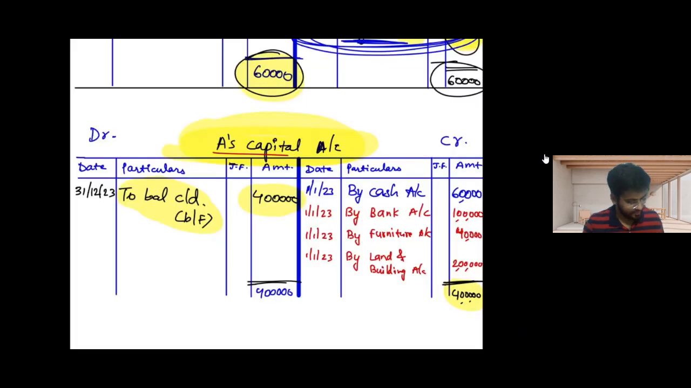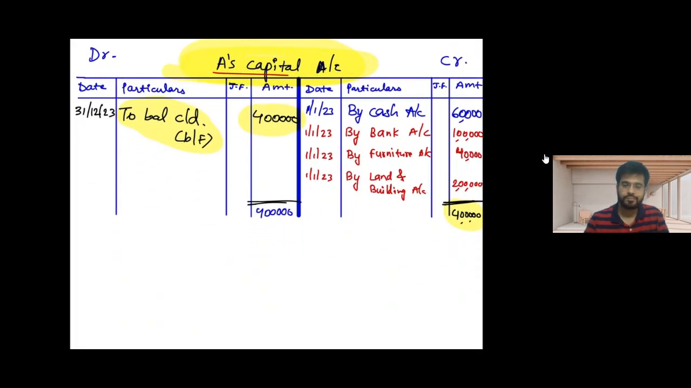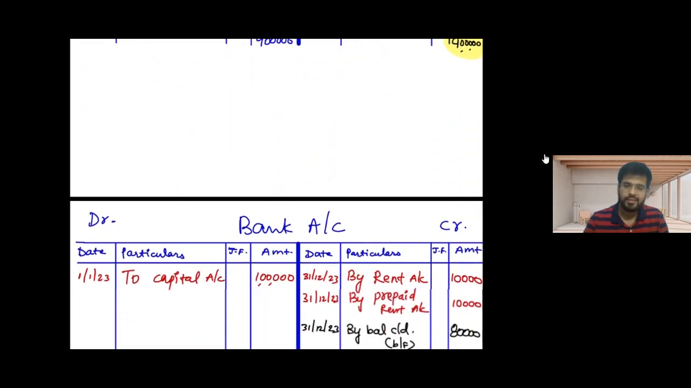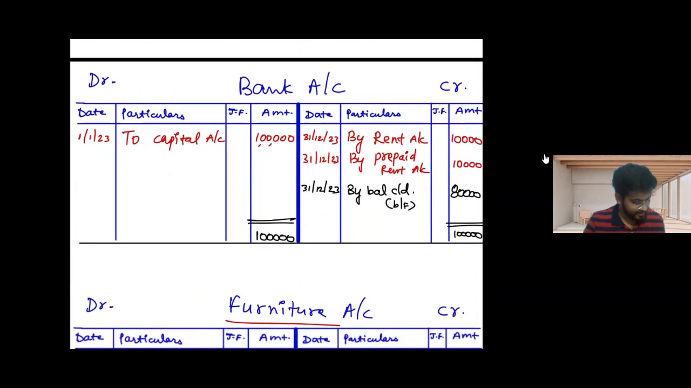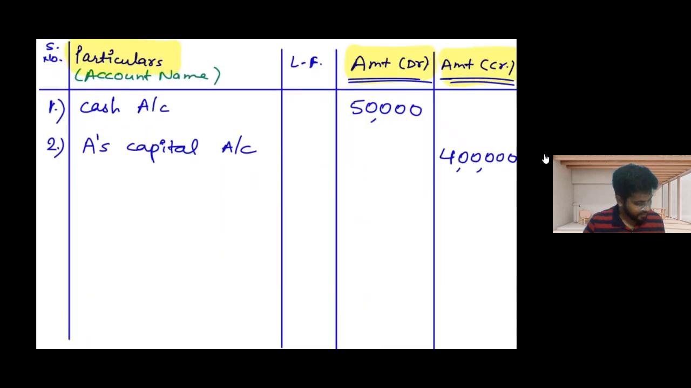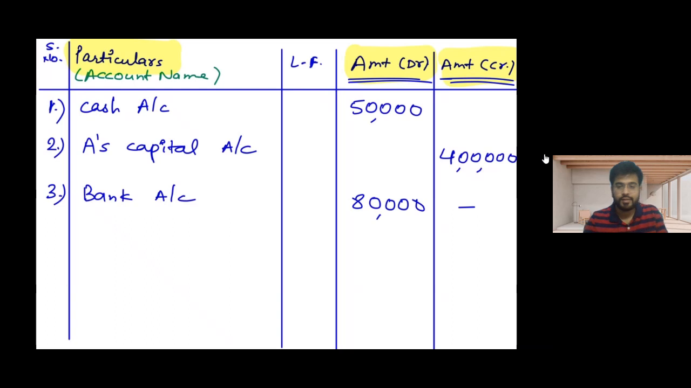Next account we have is the bank account. Where is the balance? I can see the balance carried down is given over here on the credit side. So I will write it on the opposite side in my trial balance. That is the bank account, 80,000 rupees. So I have mentioned it on the opposite side.